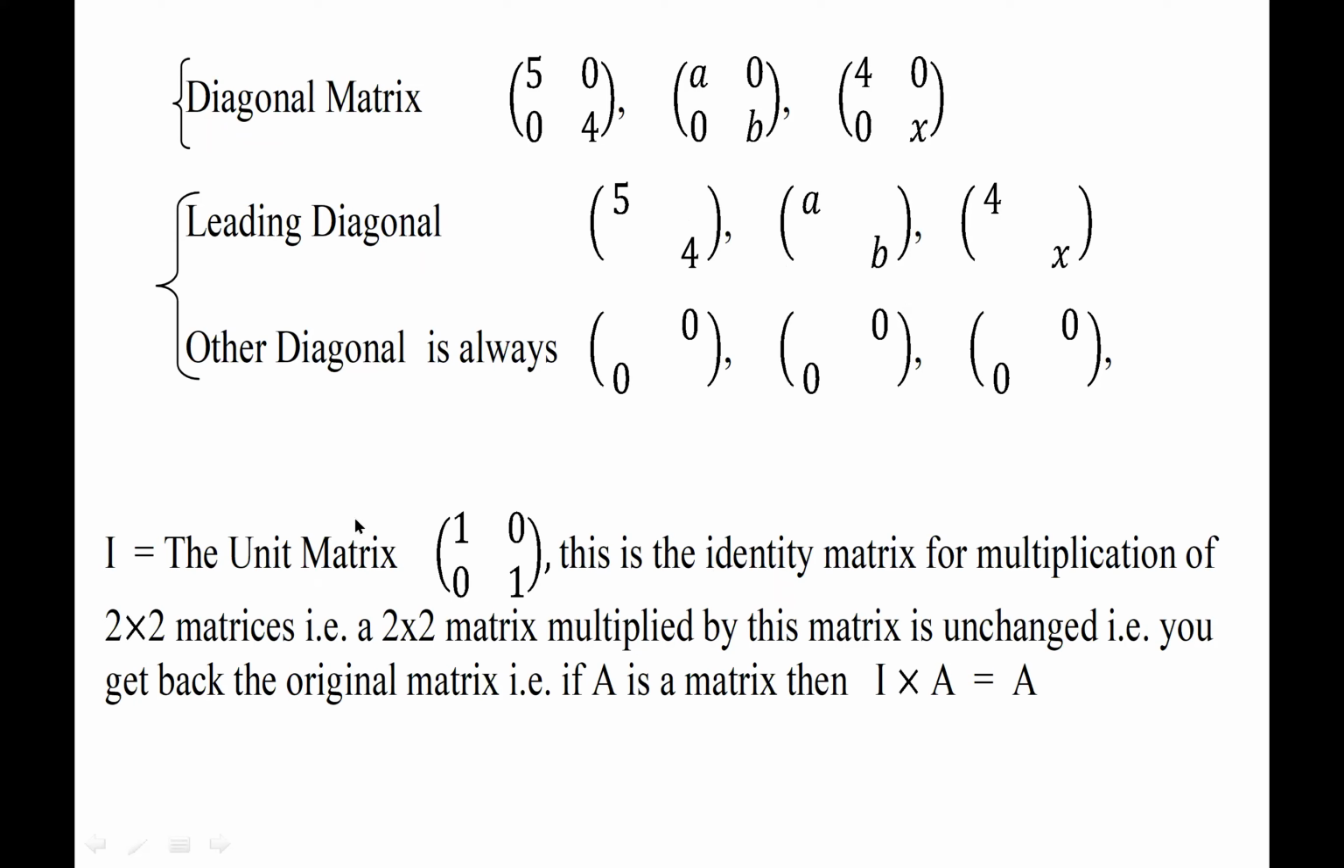And there's a special diagonal matrix called the unit matrix, and we are supposed to be aware of these. The reason this is an important one is because it is known as the identity matrix for multiplication of any 2 by 2 matrix. If you take a 2 by 2 matrix and multiply it by this special diagonal matrix called the unit matrix, that matrix is unchanged. It's like multiplying by 1. So it's interesting to know that I times A is equal to A. Also, A times I is equal to A. If you multiply them in either direction, you're still going to get back the matrix A. So that's why it's called the identity matrix for multiplication.